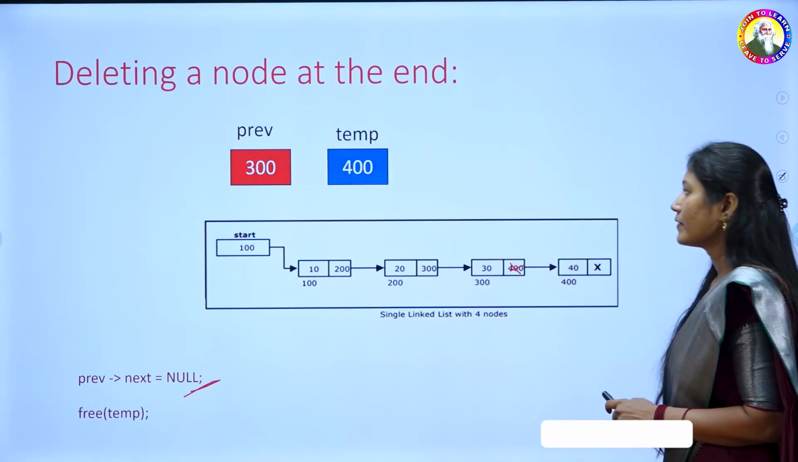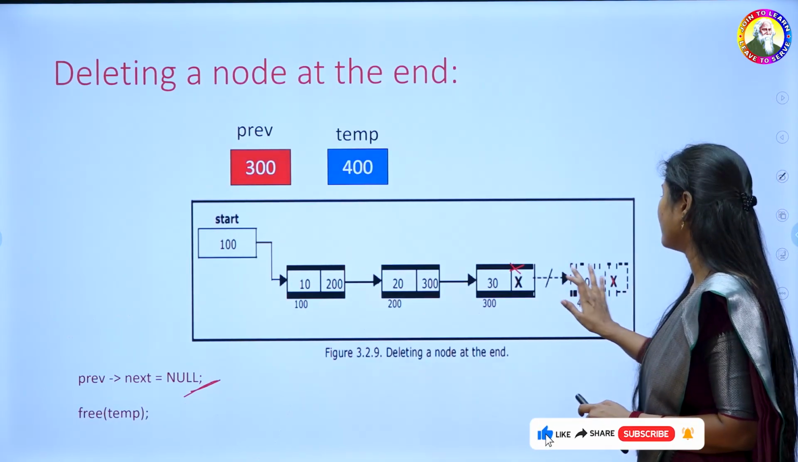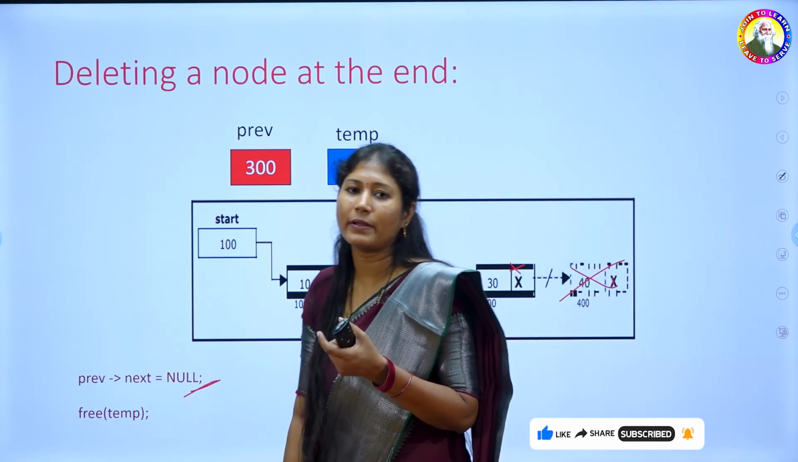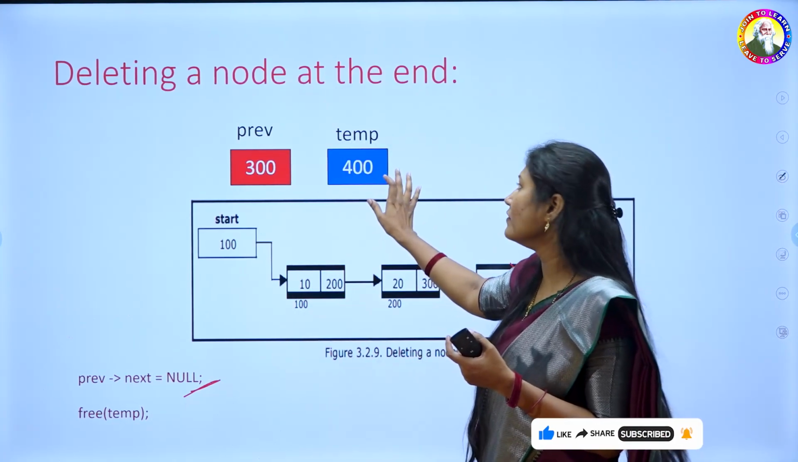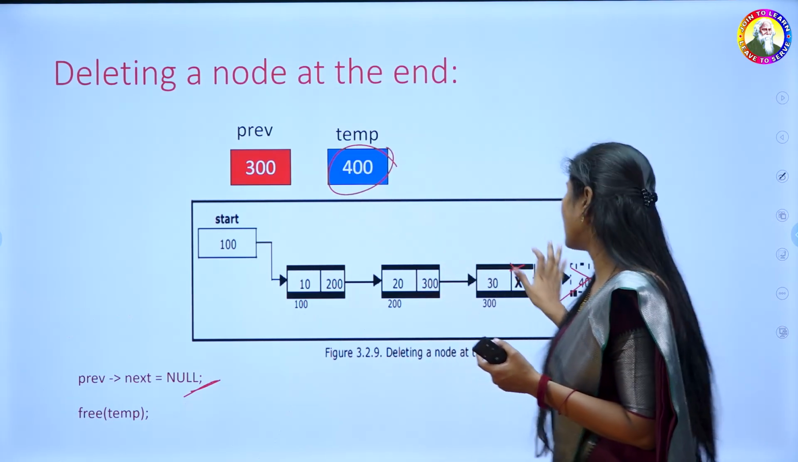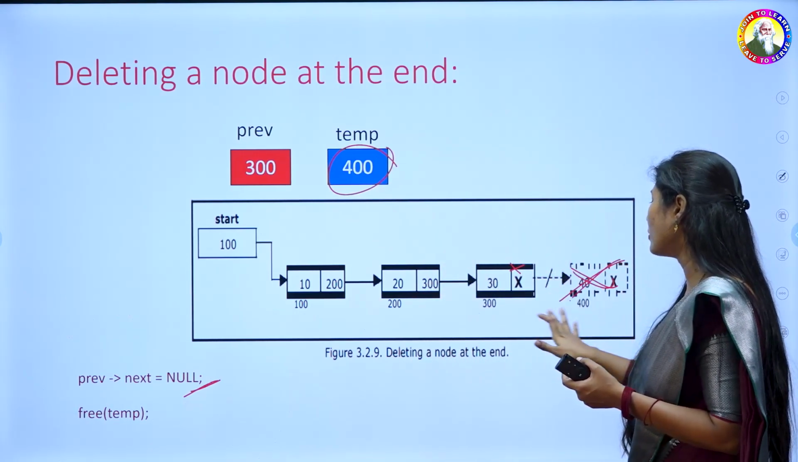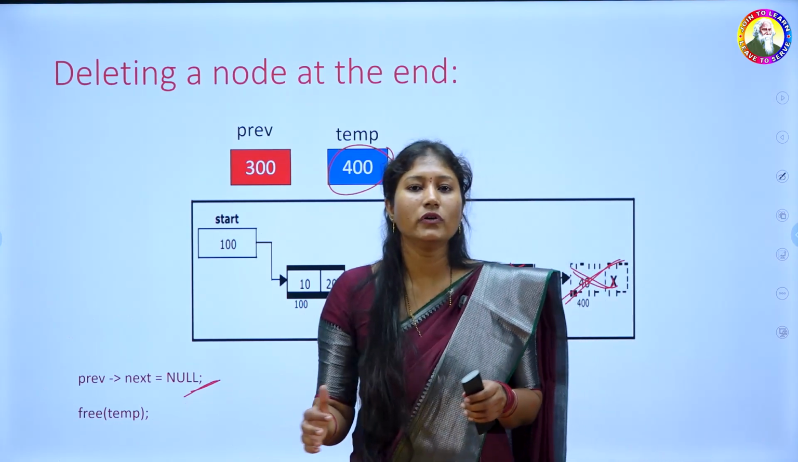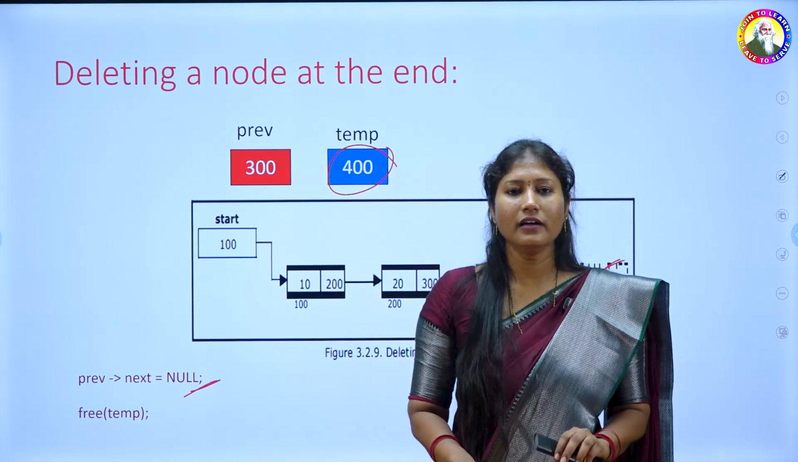After that, free of temp. When you use that keyword free of temp, what happens here? The memory which is there in the temp, it will come to this particular memory space and the memory will be deallocated for that particular element. In this way, we are going to delete a node at the end.